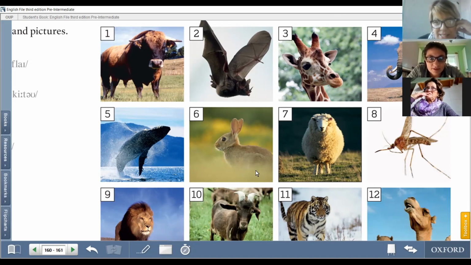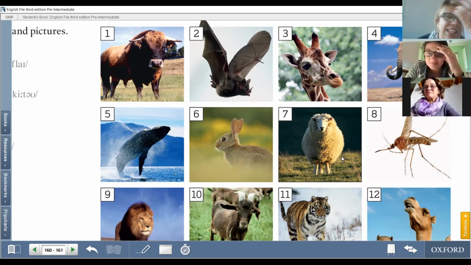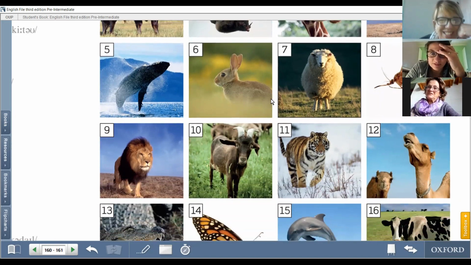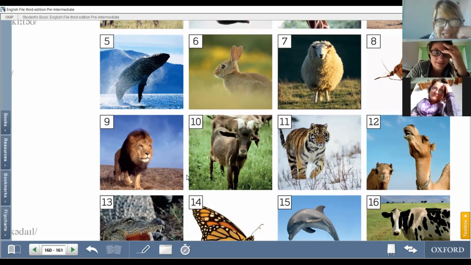Anyway, number 6. Rabbit. We don't remember the word for coniglio, but it's rabbit. 7. Sheep. So remember, sheep is one of those words without a plural. So 1 sheep, 2 sheep, 3 sheep, 4 sheep, and so on. Some animals, like deer, il cervo, 1 deer, 2 deer. So, okay, what is this horrible one? Mosquito, yes. Lion.